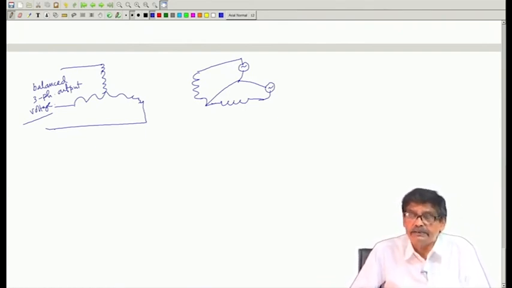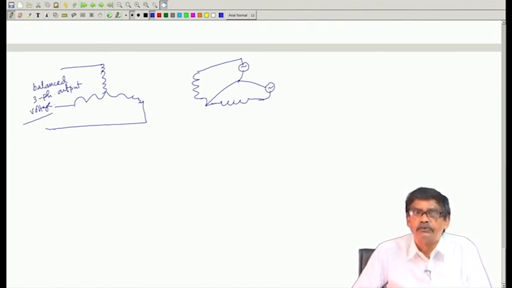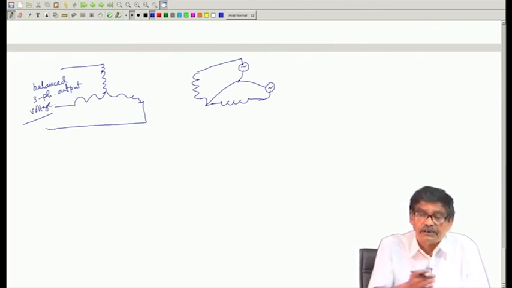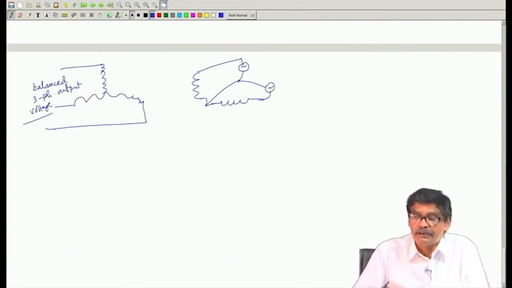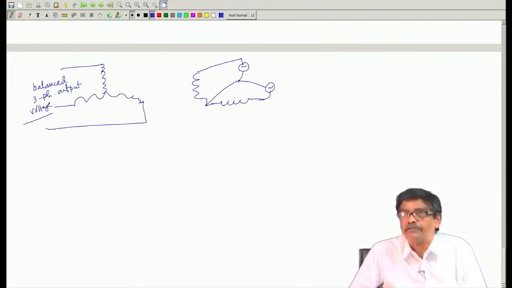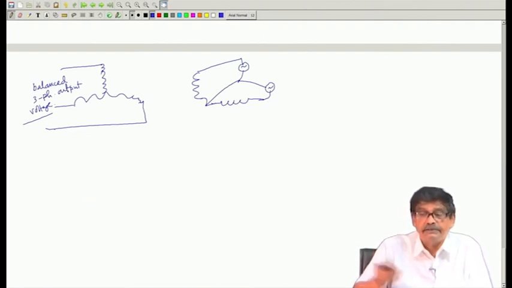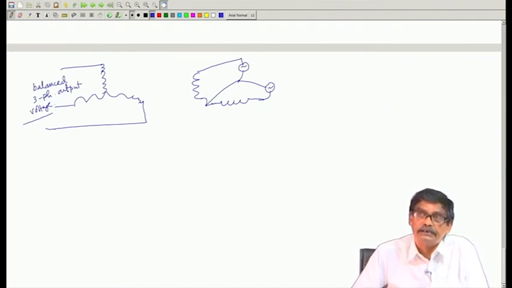Anyway, Scott connection is popular because two phase supply is not readily available. What is available is 3 phase supply, single phase supply, these things are available in your lab or wherever. And if you have a 2 phase load, for example, a 2 phase induction motor or things like that, or a 2 phase furnace, then you have to use a Scott connection, and of course, balanced loads are preferred. Okay. So, thank you for this lecture. We will see what we can teach in the next lecture.